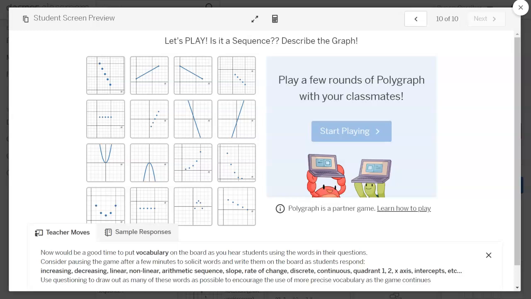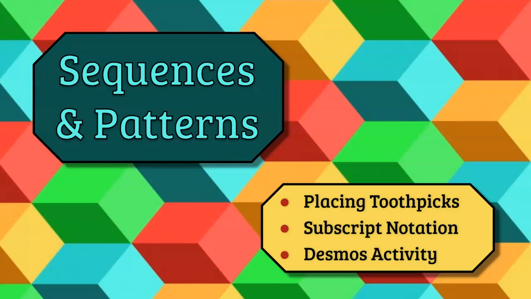Try to get them to say those words. And the more they say, the more you can write up on the board and make a list of the words as they're using them, and praise them for using that rich vocabulary as they play this game, which is quite fun. So that concludes our sequences and patterns assignment.